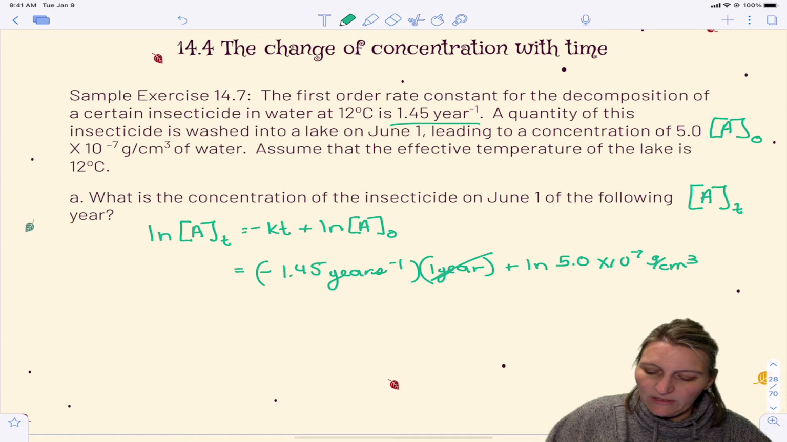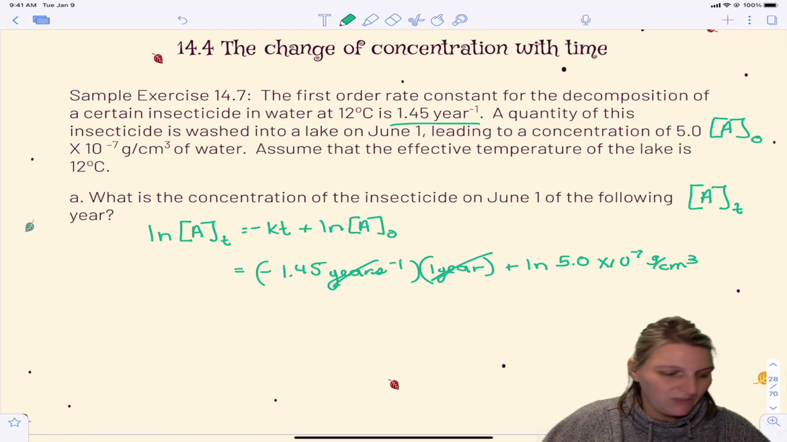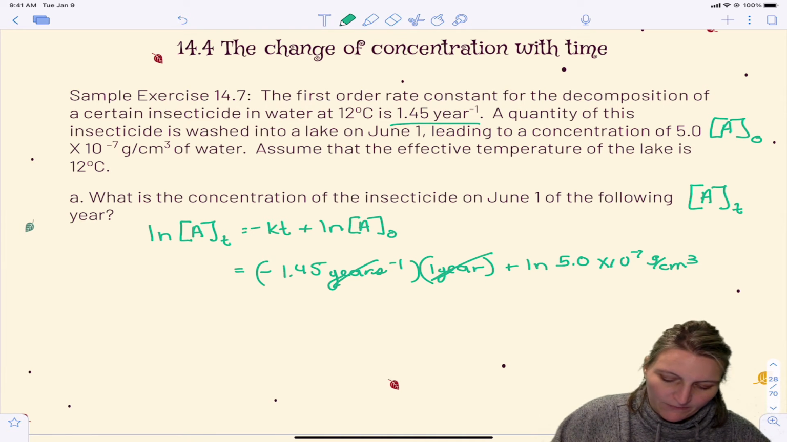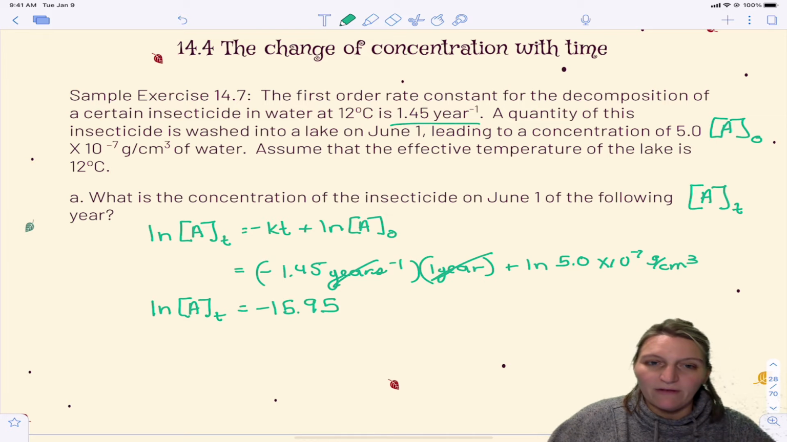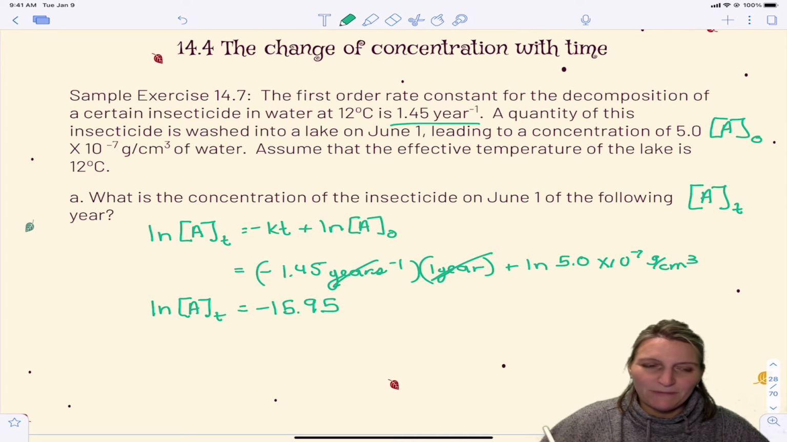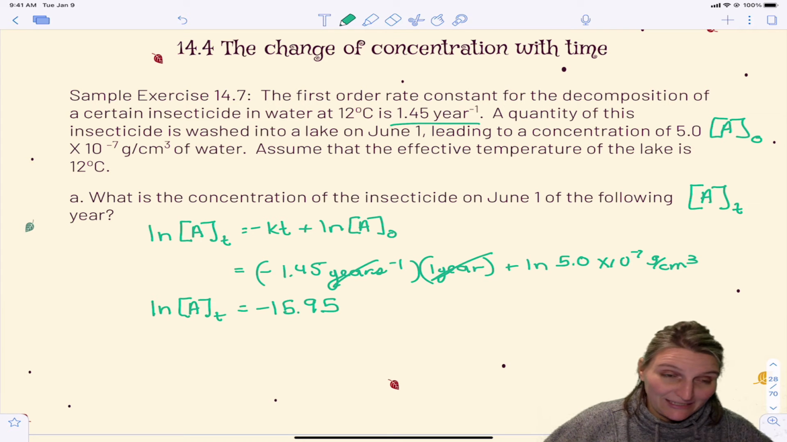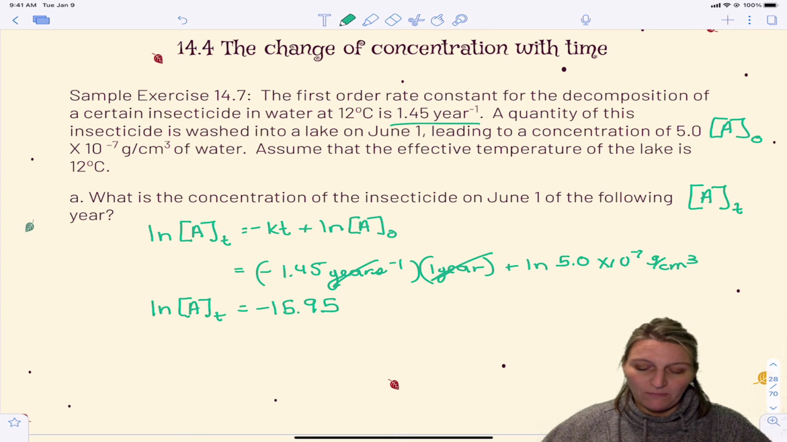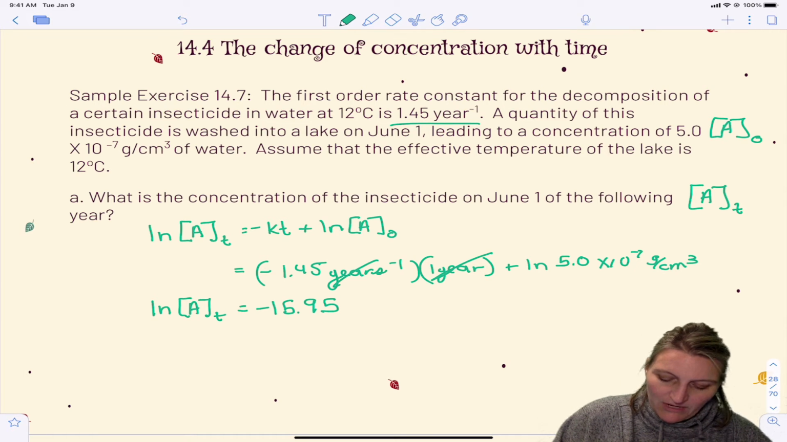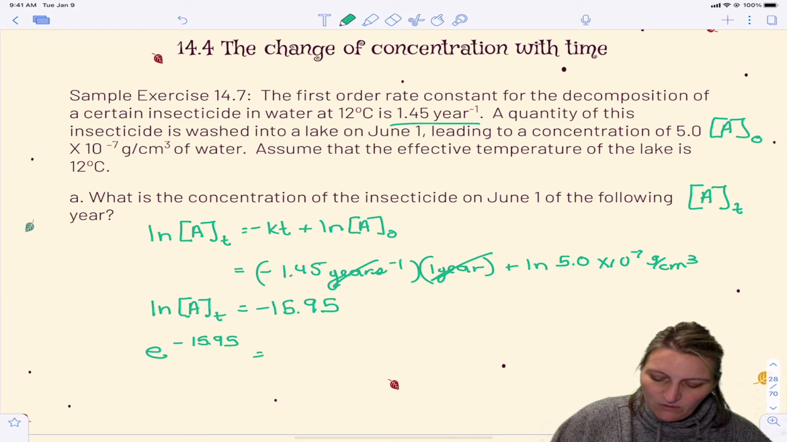Look at what happens to my units here, right? The years units cancel out, which makes sense. Now I actually have to plug this into my calculator, and what I will get is ln concentration of A at time t equals negative 15.95. And this is, remember, ln is really log base e. And so we're going to take this from log form and put it into exponent form. And so that's going to be e to the negative 15.95 equals concentration of A at time t, right? Log base e.